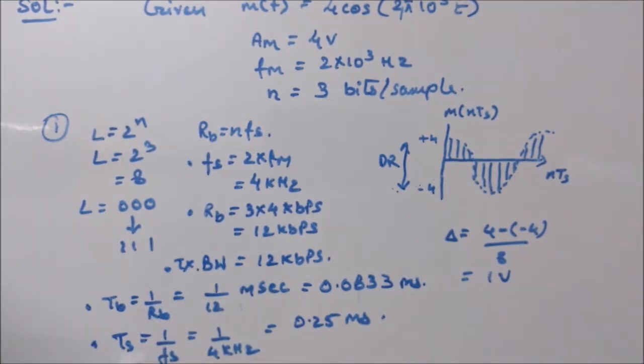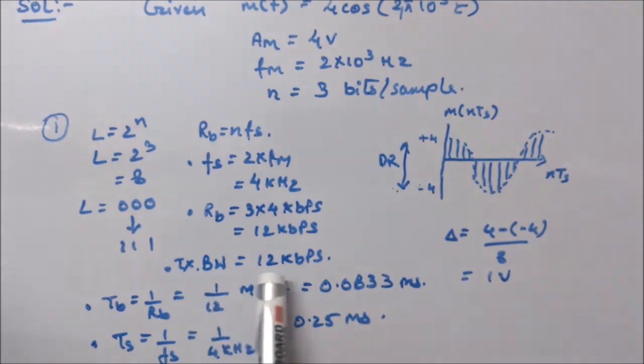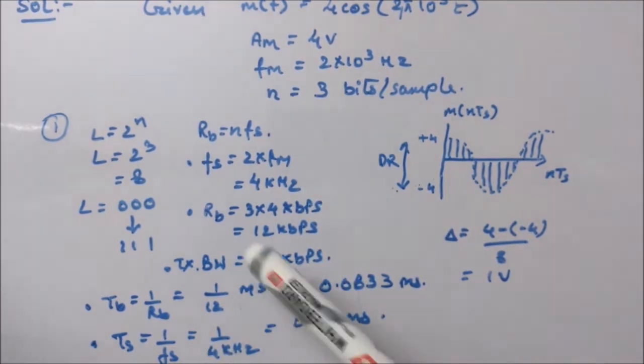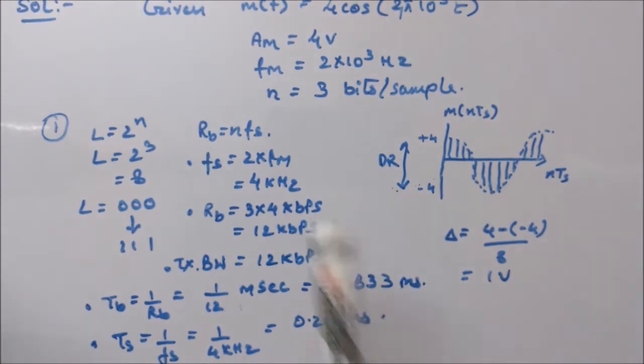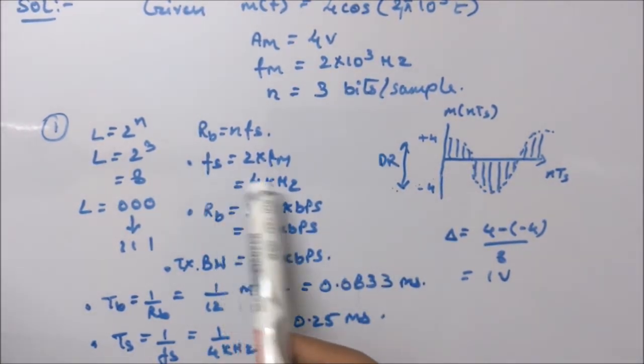Similarly, you can calculate the sampling interval, that is 1 by Fs, that is 1 by 4 kilohertz, that is 0.25 milliseconds. Apart from this, you have the transmission bandwidth, which is the same as RB, and that is 12 kilobits per second. Okay, so these are the parameters of PCM, and mind you, we are sampling with the Nyquist rate.